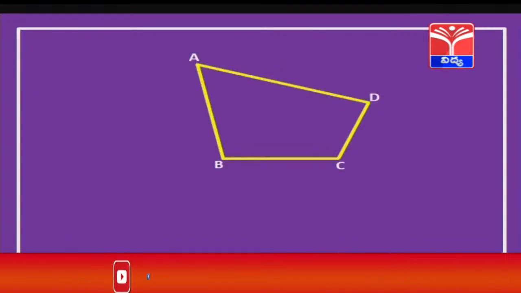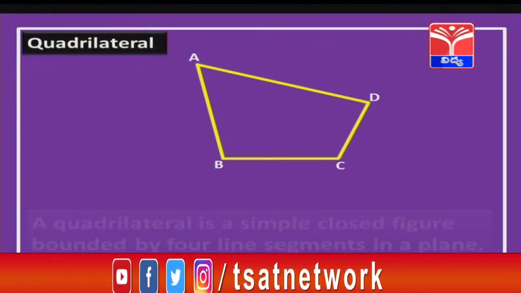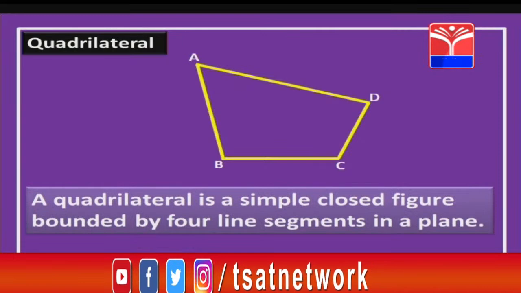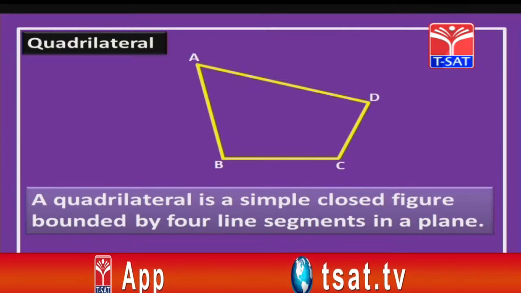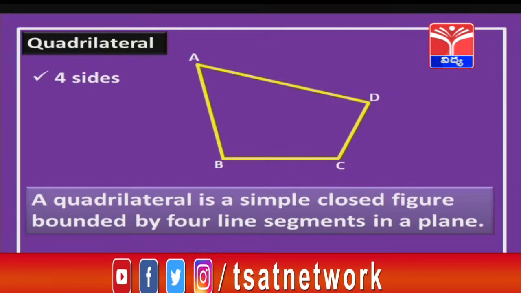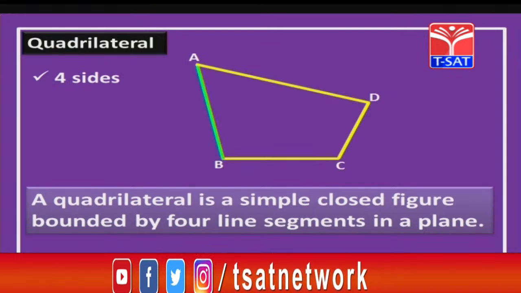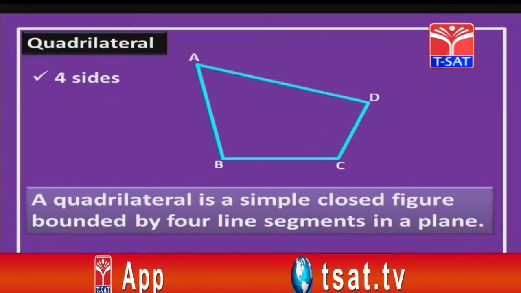So, here you notice a quadrilateral ABCD, right children? Yes. How do we define this? It is a simple closed figure formed or bounded by 4 line segments in a plane. Okay, children. Now, what do you notice from this quadrilateral ABCD? Yes, it has 4 sides. What are the sides, children, here? Yes, AB, BC, CD and DA. So, these are the 4 sides.